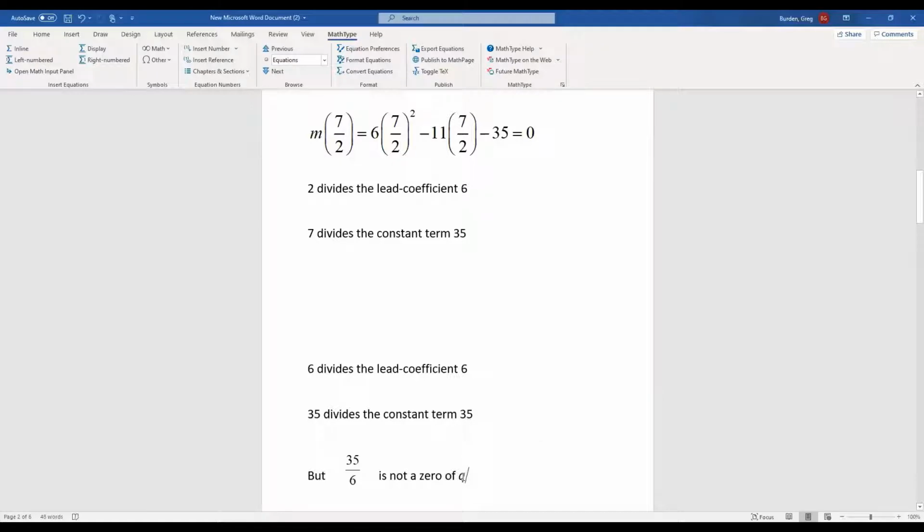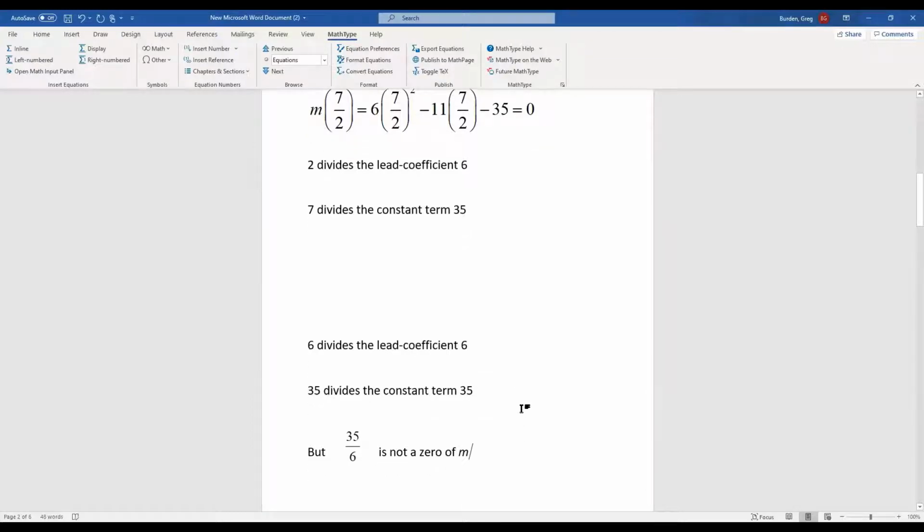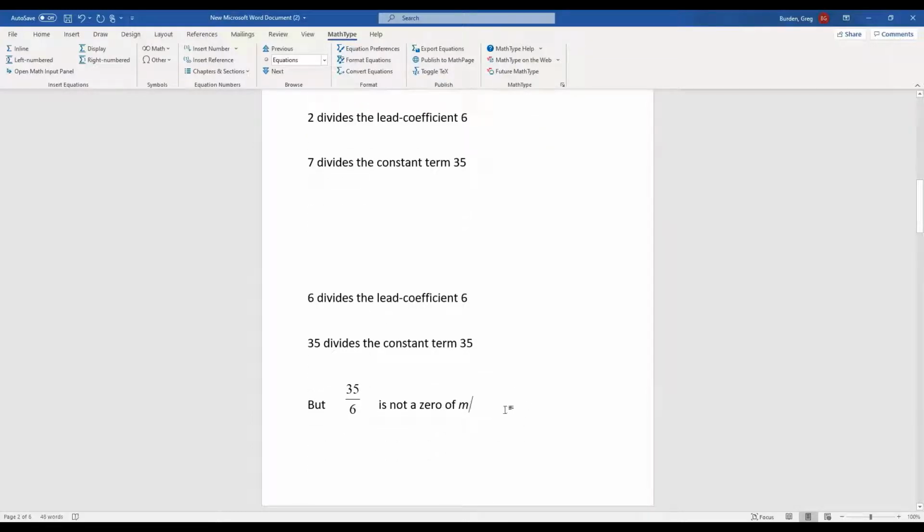I was calling this thing q earlier. It should be m. When I originally wrote it up, I called it q, changed my mind on what I wanted to call it, and forgot to change that.